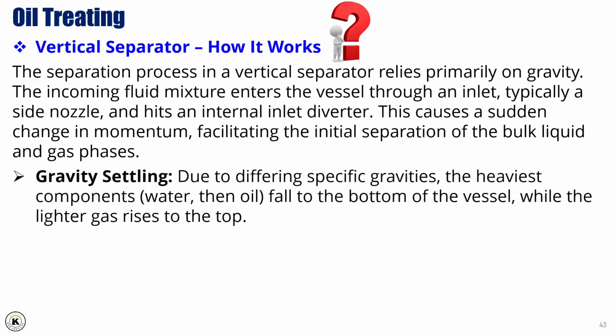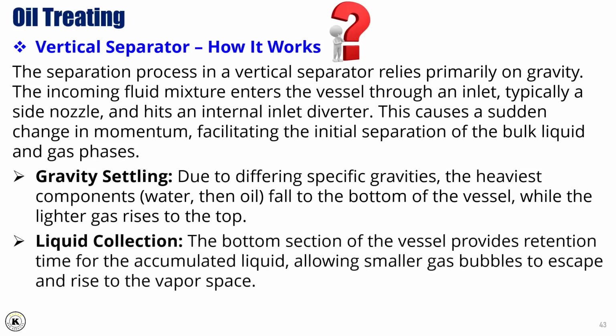Gravity settling. Due to differing specific gravities, the heaviest components, water, then oil, fall to the bottom of the vessel, while the lighter gas rises to the top. Liquid collection. The bottom section of the vessel provides retention time for the accumulated liquid, allowing smaller gas bubbles to escape and rise to the vapor space.